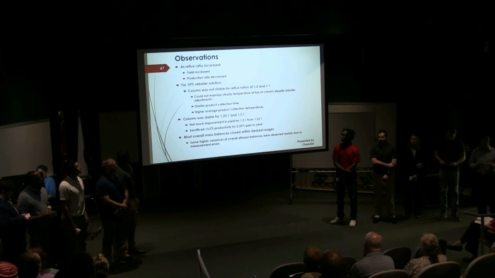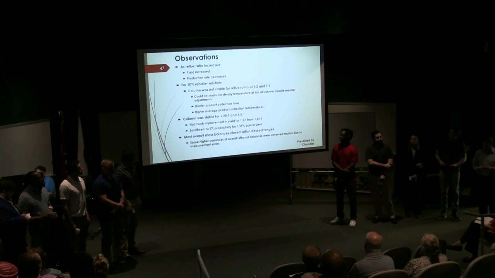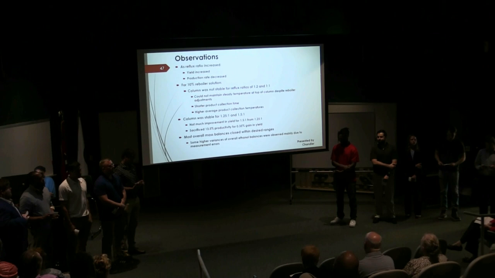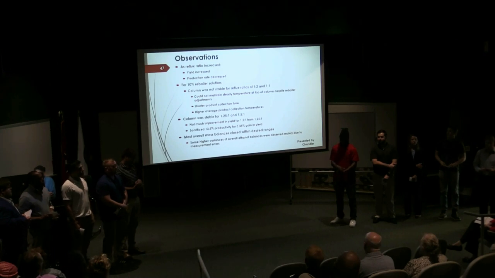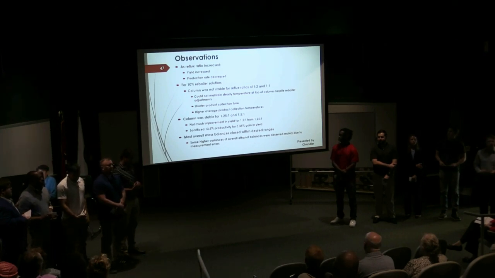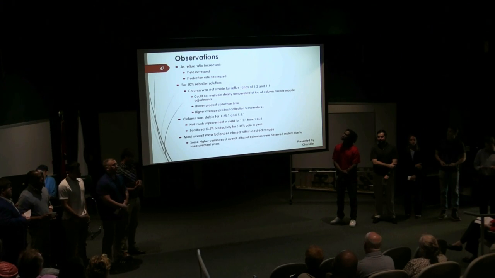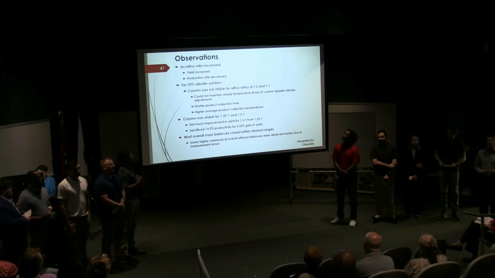In summary, changing the reflux ratio followed what was predicted by theory. For our reboiler concentration, we didn't achieve stability until we upped the reflux ratio to 1.25 to 1. And finally, we closed most of our material balances in desired ranges, and when we couldn't, we were able to figure out the errors.